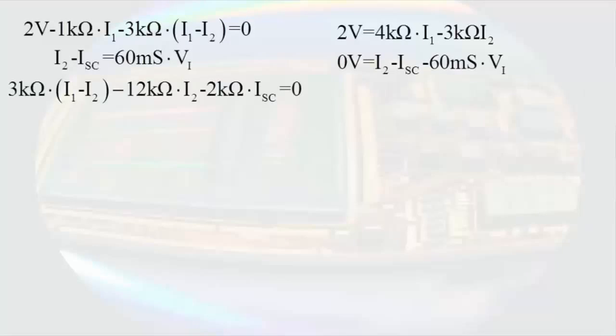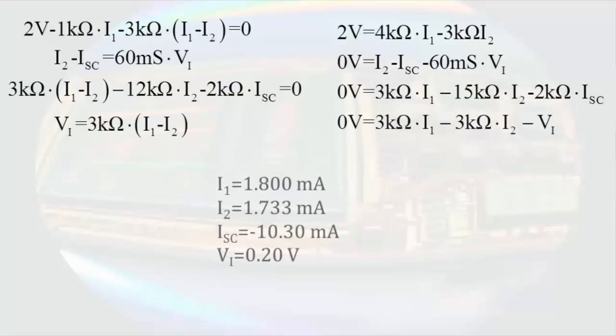With 4 equations and 4 unknowns, it is probably most efficient to use a matrix to solve the system. So let's reorganize each of the equations into something that goes more easily into a matrix. These solutions come from matrices I prepared earlier. The answer we're interested in here is the short circuit current of negative 10.30 milliamps.